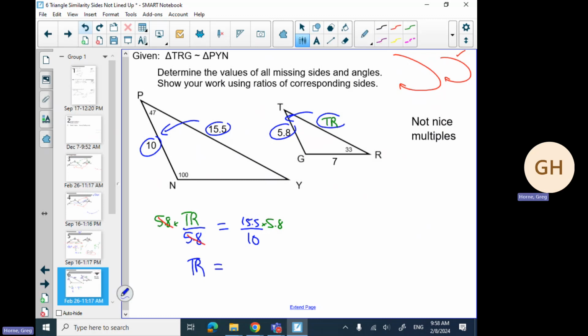No need to flip both sides or all that stuff. Use it as a one-step process, right? So 15.5 divided by 10. And there's a times by 5.8 also going on. So it gives me 8.99. So probably just 9 basically, right? But 8.99 or 9. So we can list that on there now as TR is 9.